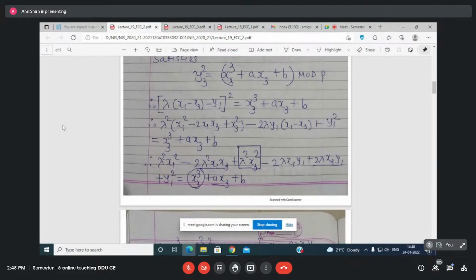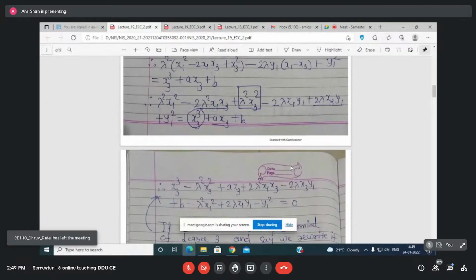It's simple math, so all of you know that this equals x3 cube plus a x3 plus b. Now I am arranging the terms. Now see, lambda square x1 square minus 2 lambda square x1 x3. Now see, in this way I am evaluating it. Now after that, I am arranging all these terms.